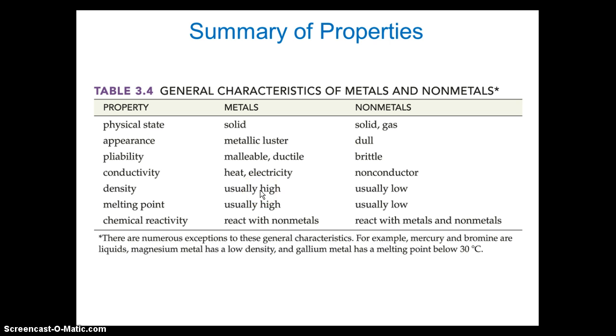Metals are highly dense, and non-metals are usually low in density. The melting points of metals are high, and those of non-metals are low. For chemical reactivity, metals react with non-metals, and non-metals react with metals and non-metals. So these are the general characteristics of metals and non-metals.